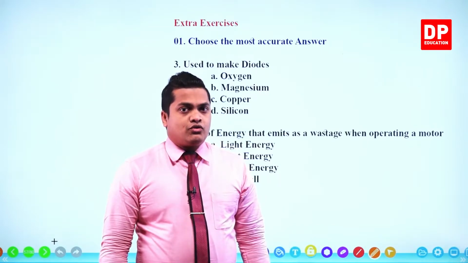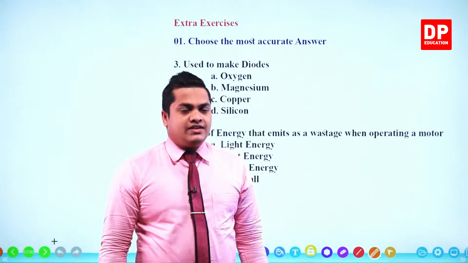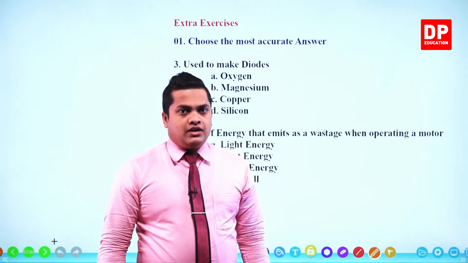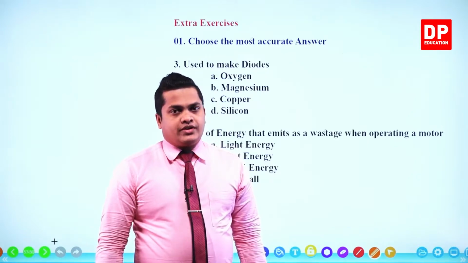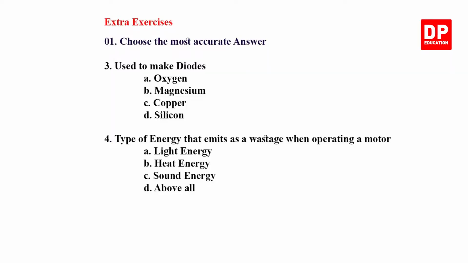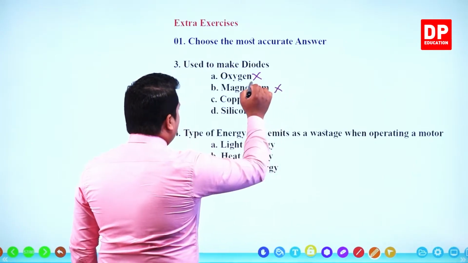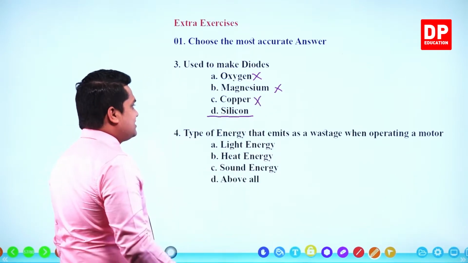I hope you remember the term semiconductor when we discussed the heating effect given out by the electric current. We discussed that semiconductors like transistors heat up very quickly. So in order to avoid that, heat sinks are used. So children, the answer for this question should be silicon, because silicon is a type of semiconductor, right? Silicon is a semiconductor. Oxygen, no. Magnesium is a conductor, so it is incorrect. Copper, that is also a conductor. Silicon, this is the semiconductor.